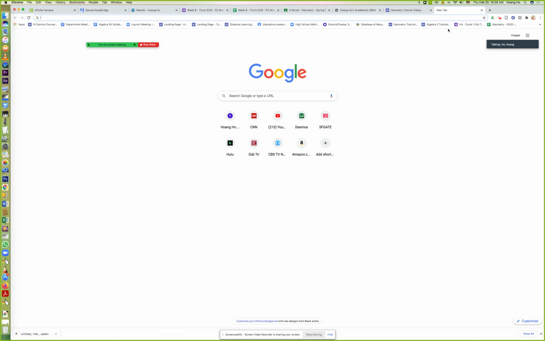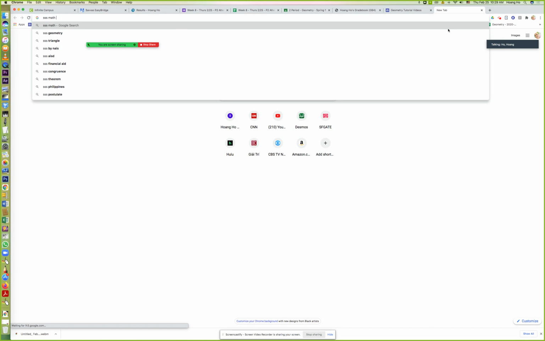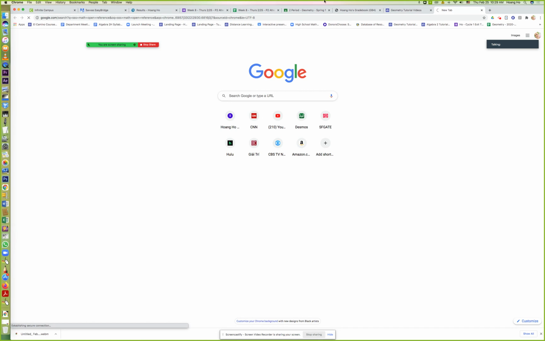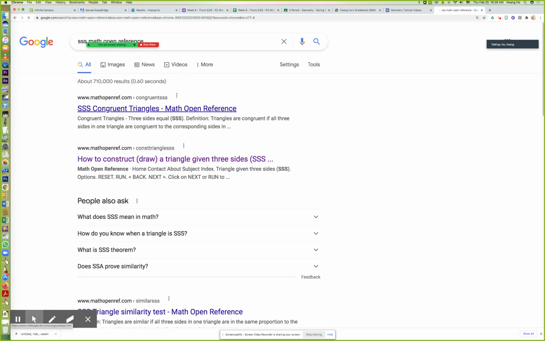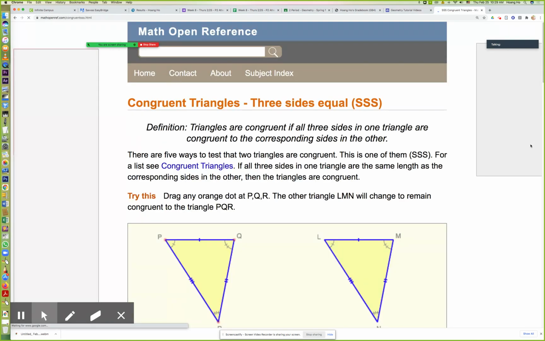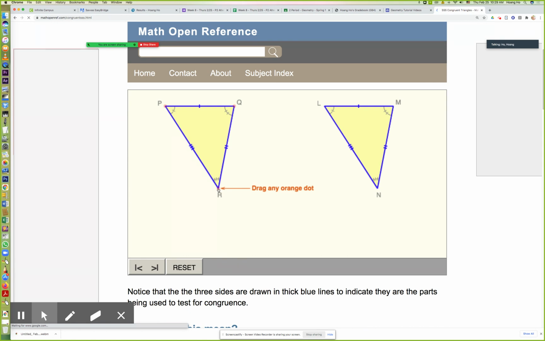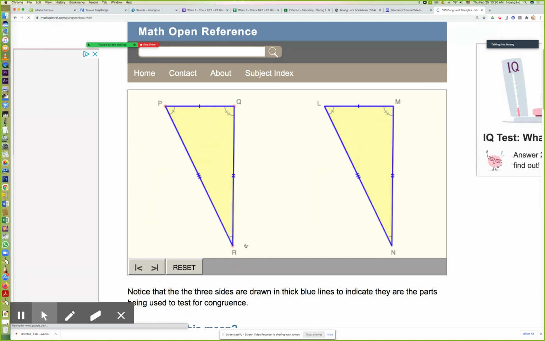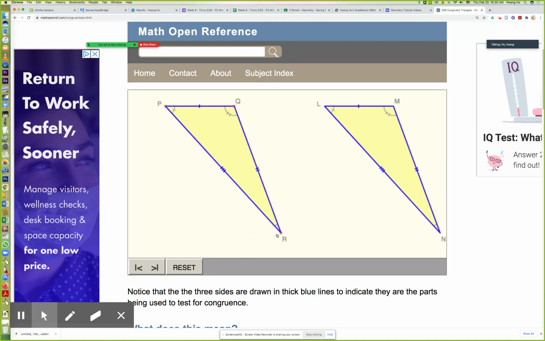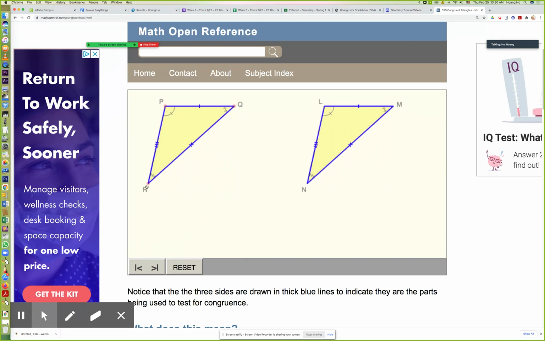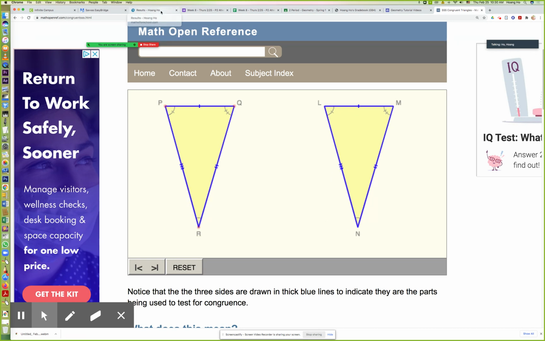Okay. Can I type SSS? Math Open Reference. Okay, right here. Here we go. Okay, so if you have two triangles and if three pairs of sides are congruent, the two triangles have to be congruent. That's it. You see that? They are always congruent. Okay.